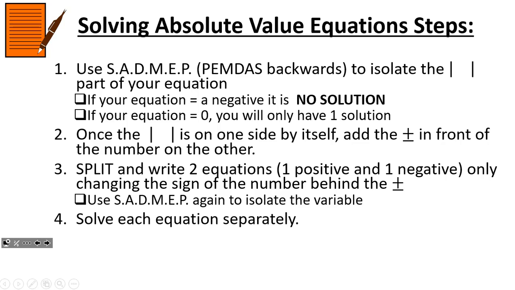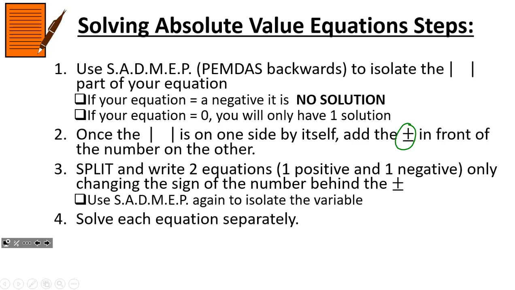And pretty much once those absolute value bars are on a side by itself, we have to use our trusty dusty plus or minus symbol. We use the plus or minus symbol with absolute value as well, the same way we use plus or minus when we take the square root. Then we split it into 2 equations and we solve. We split it into a positive equation and a negative equation, and then we continue to use SADMEP to isolate our variable, and we make sure we solve each equation separately in order to get our final answer.